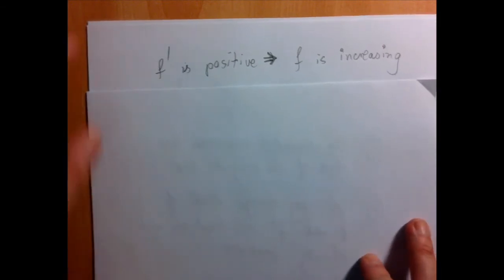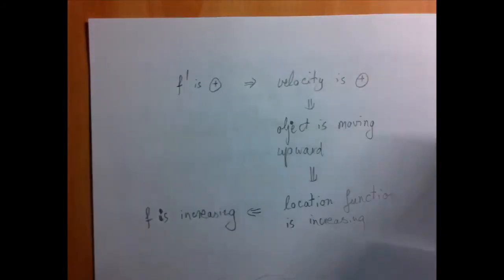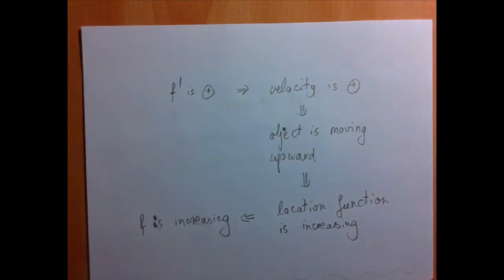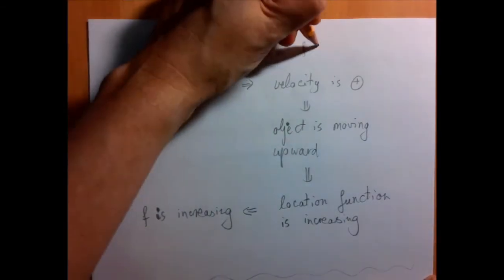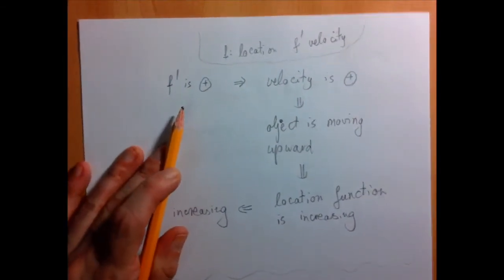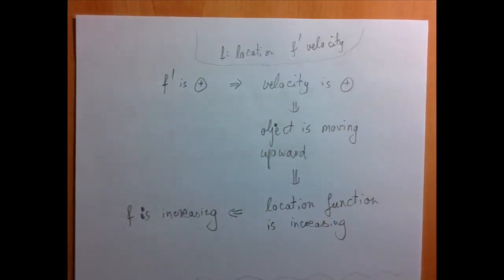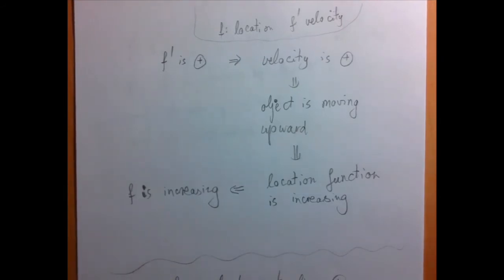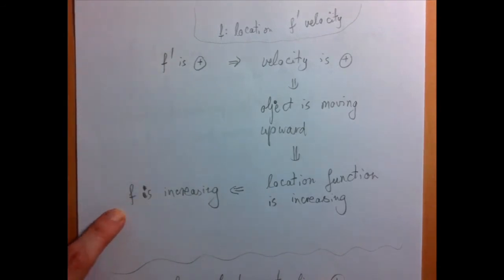Now that sounds a little strange at first, but let's just think about it in terms of location and velocity. F prime is positive. Let's think of f and f prime as location and velocity. So that means that f is location and f prime is velocity. So f prime is positive is the same as the velocity is positive. Now what does that mean, the velocity being positive? That means that the object is moving upward, right? And what does a location function look like if the object is moving upward? It's increasing. And so here we are, if the derivative is positive, then the function is increasing.